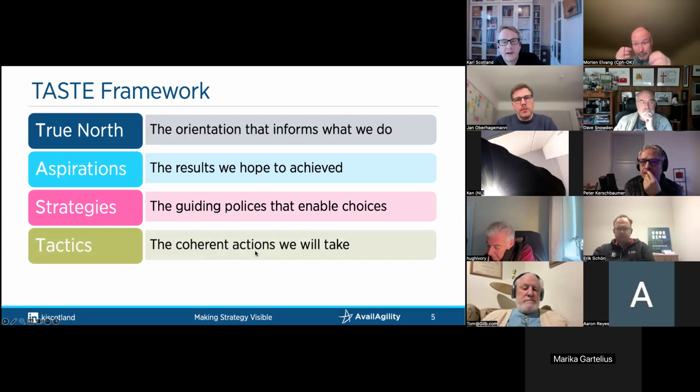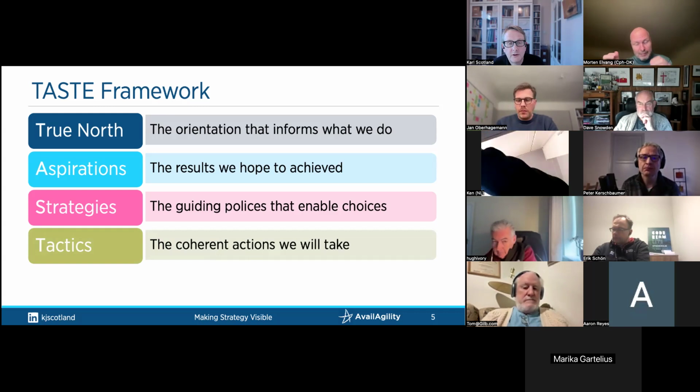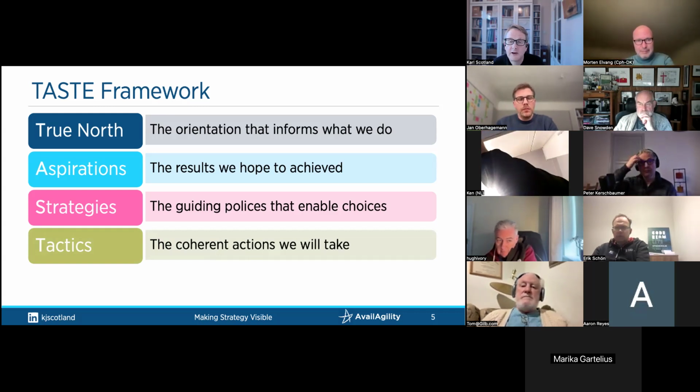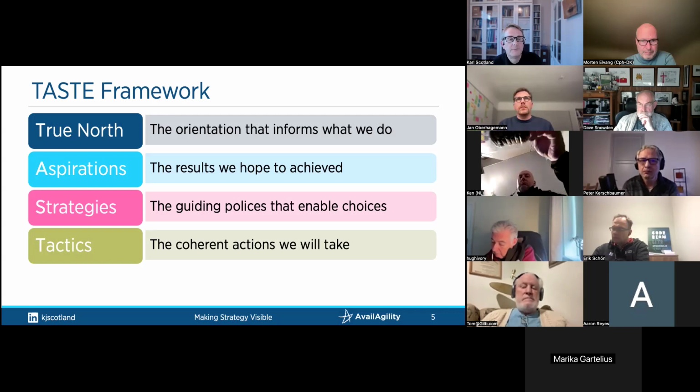And then we have tactics. So this is the coherent action, going back to Rummel's strategy kernel. Tactics are the coherent actions that we're going to take. What are we going to do? What investments are we going to make? And I usually talk about this in terms of what hypotheses we want to test, or what experiments we want to run, or what sort of probes we want to act on.